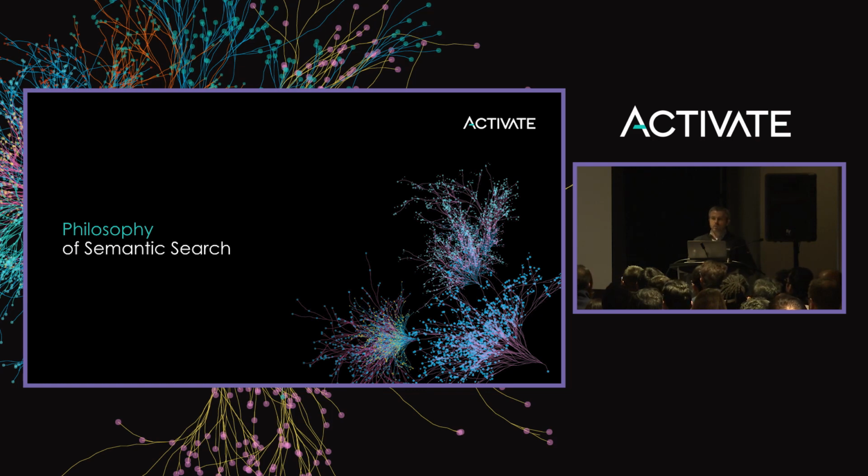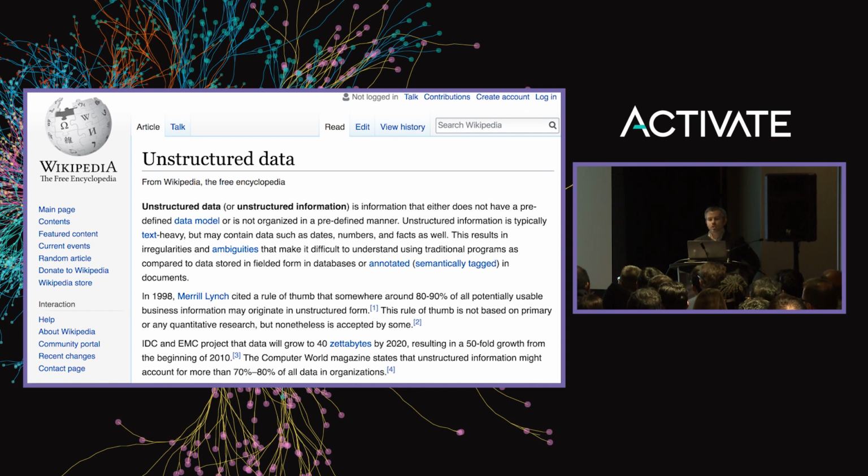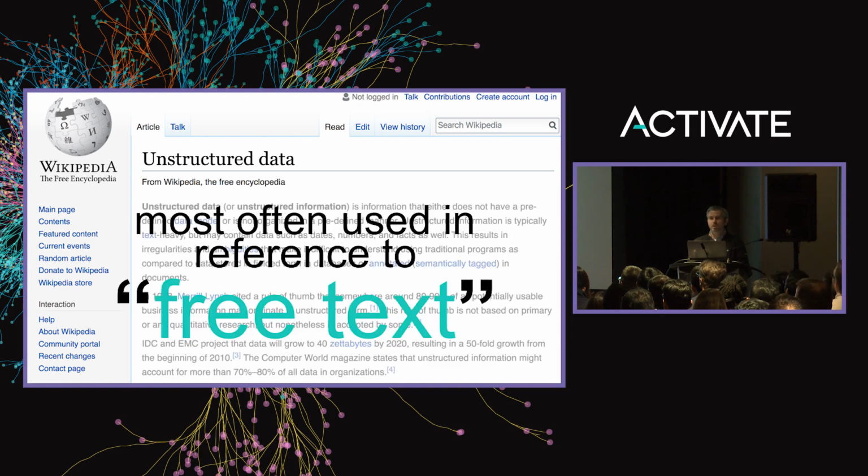The philosophical perspective I wanted to take on this today is going back to this notion that many of us hate, this idea of unstructured data. The Wikipedia definition is that unstructured data is information that either does not have a predefined data model or is not organized in a predefined manner. Usually, when people talk about unstructured data, they're referring to free text. So I've got a bunch of textual content. It doesn't fit nicely into tables in a database or what have you. But the reality is this data is very, very far from being unstructured. There's immense structure in it.